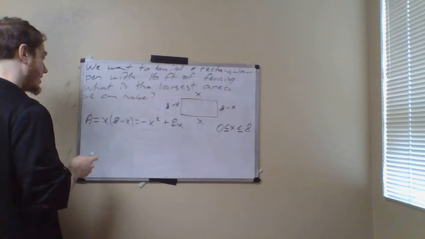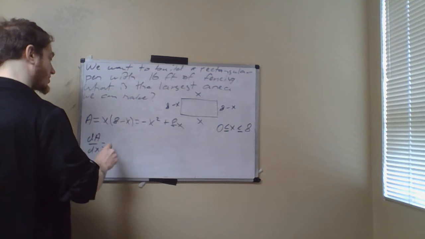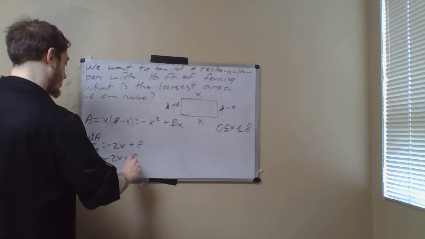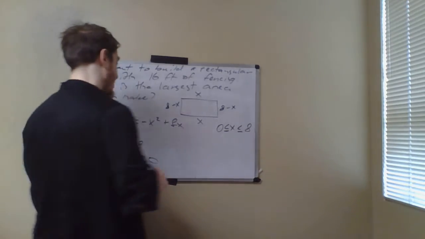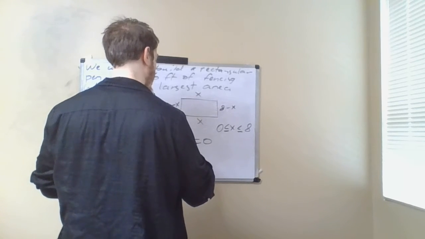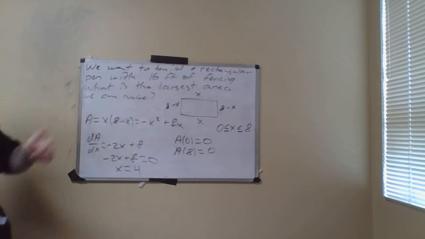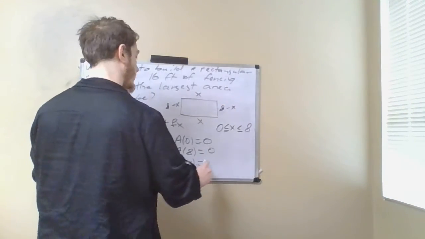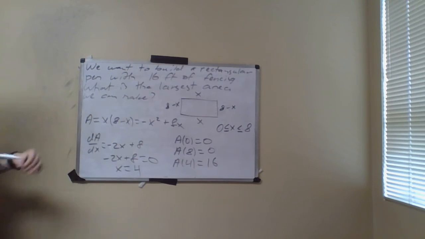And then what I can say is, well, the derivative of area with respect to x is going to be equal to negative 2x plus 8. And if I set negative 2x plus 8 equal to 0, I get x equals 4 as my critical point. Now, the interesting thing is that if I take the area at x equals 0, I get 0. If I take the area at x equals 8, I also get 0. Right? Because 8 minus x is 0, so it's pretty quick to evaluate. If I take A of 4, I get 4 times 4, which is 16. This is therefore the largest that I can make the area, and it is 16 square feet.